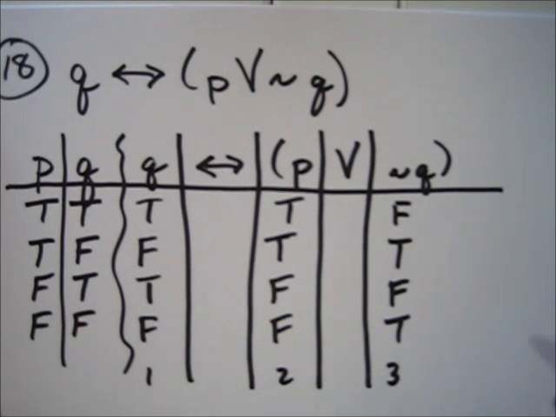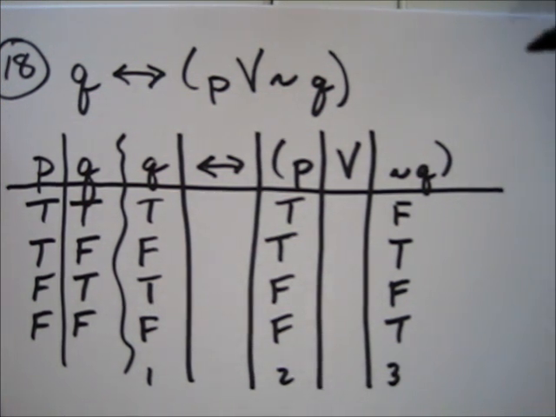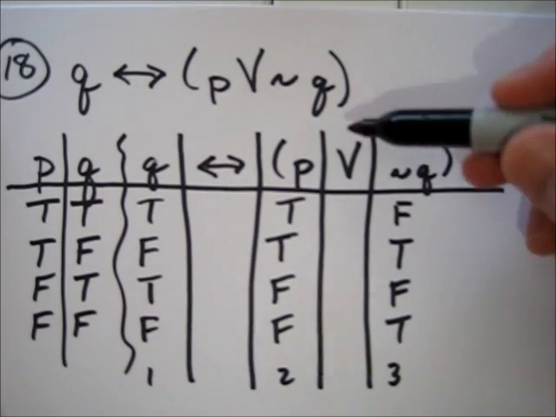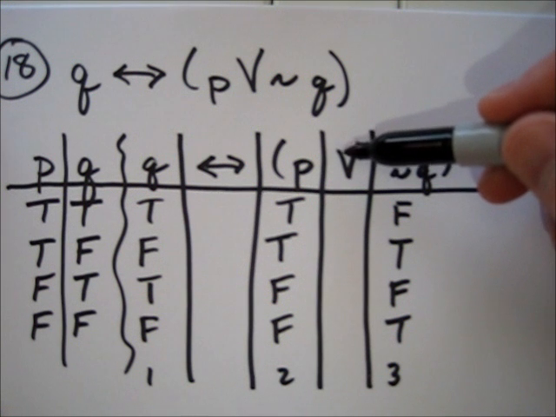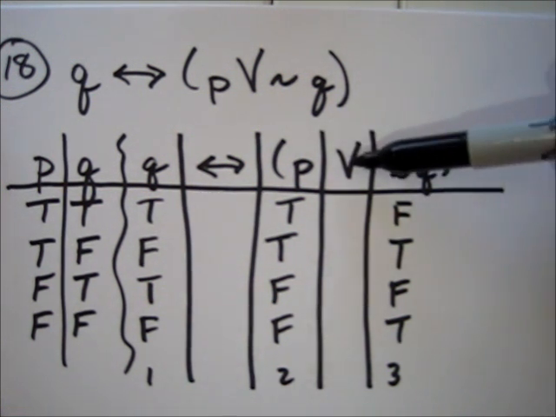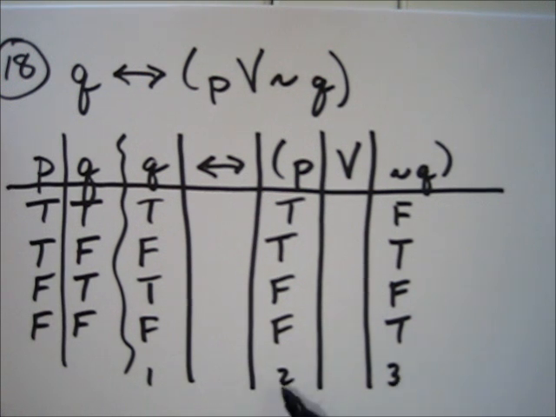Now the order in which we fill this in is dictated to us usually by parentheses. So just like arithmetic or algebra, we've got to do the stuff inside parentheses first. So now that I've filled in those three columns, the first operator I'm going to work with would be the disjunction right here because it's inside the parentheses. So I'm forming the disjunction of columns 2 and 3.